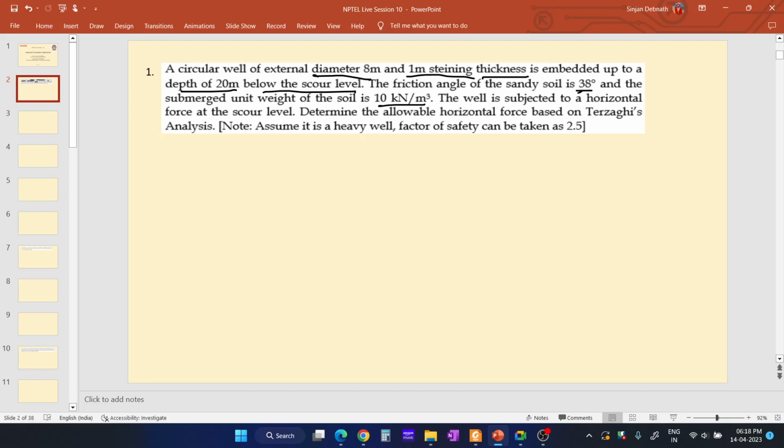The well is subjected to a horizontal force at the scour level. Determine the allowable horizontal force based on Terzaghi's analysis. We have also been asked to assume this particular well to be a heavy well. As we know, in case of a heavy well, the point of rotation is at the base, and the factor of safety can be taken as 2.5. Okay, so now let's solve this problem.